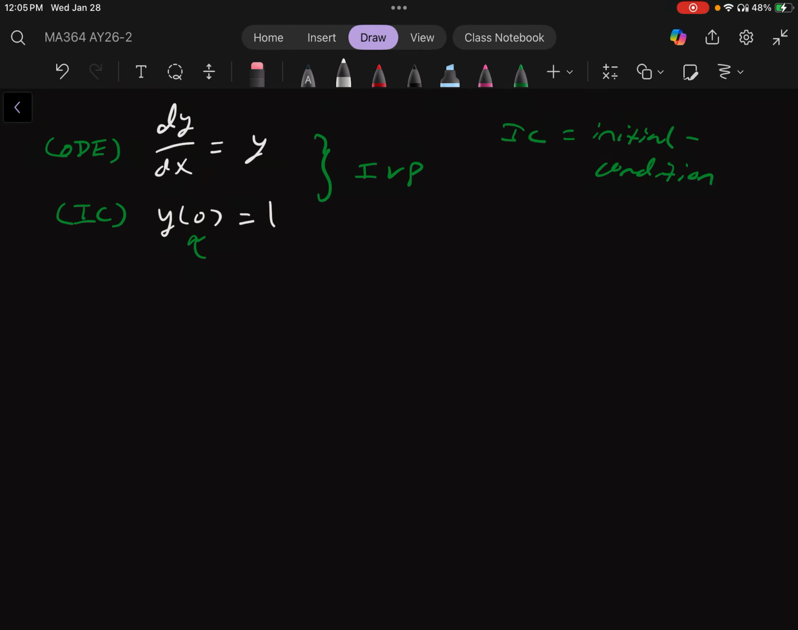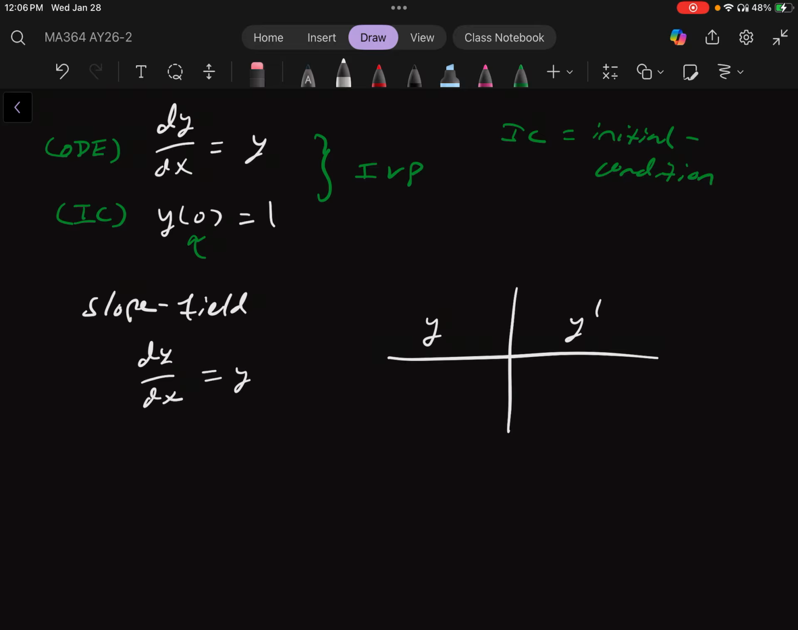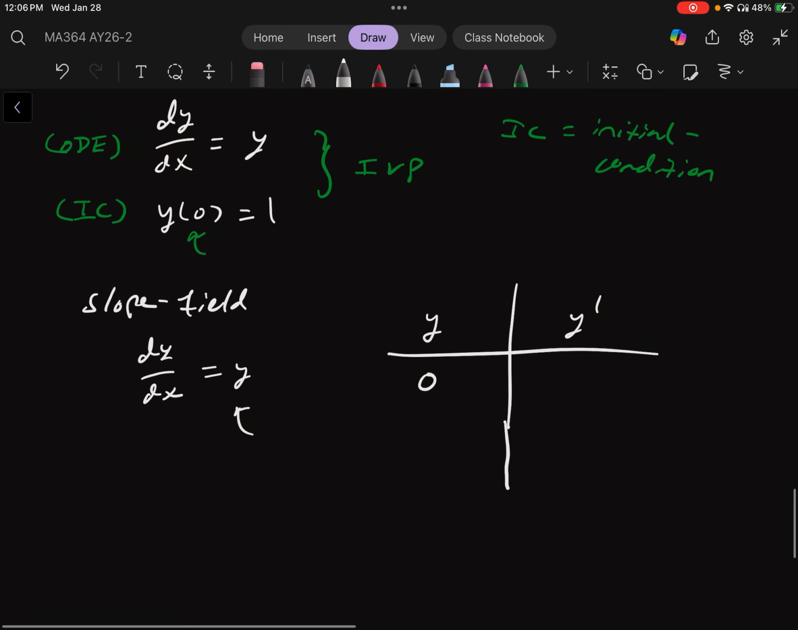So one way of plotting this is to do this thing called a slope field. The way we do a slope field is we write our differential equation, we write y, and we write y prime here. What we do is we pick a value of y, for example, 0. If I plug in 0 into this expression right here, the left-hand side would also equal 0. So this is y prime. If I plug in 1, the slopes would be 1. And if I plug in -1, the slopes would be -1.